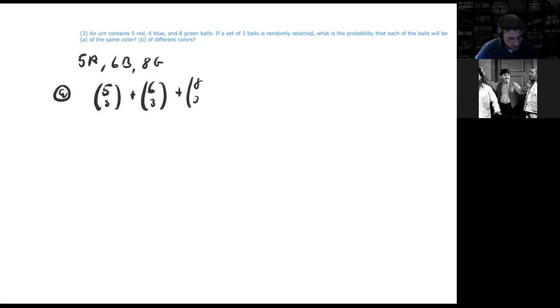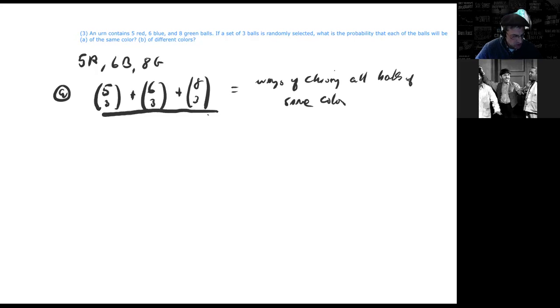So that's the number of ways of choosing balls, all of the same color. And now, how many ways are there of choosing 3 balls? Well, there are 19 balls total, and you'll be choosing 3 out of 19. So that would be the denominator of the answer. So that's the answer in part A.